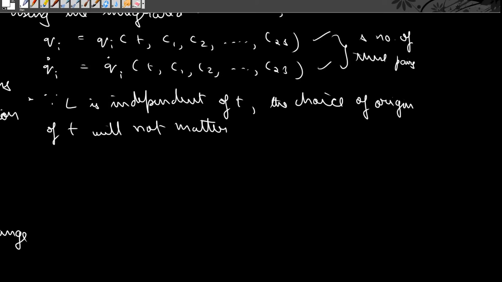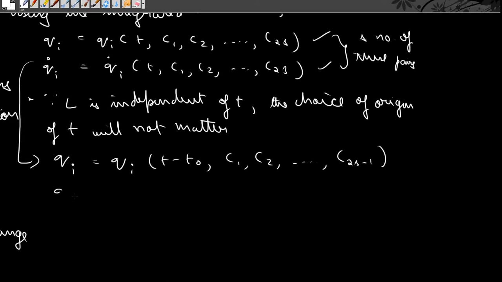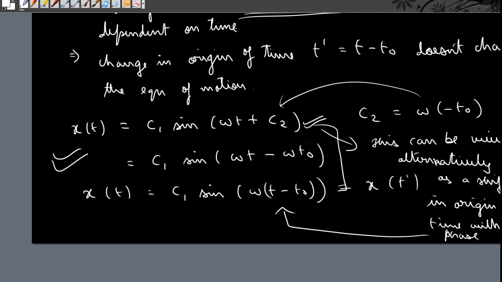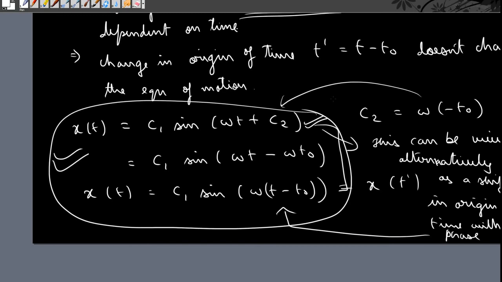Okay, so we will get a new set of relations where all of these qi's and qi dots depend on t minus t naught, C1, C2 up till C2s minus 1. Similarly, qi dot is a function of t minus t naught, C1, C2, up till C2s minus 1. And that is exactly what these relations represent. In this case, s is equal to 1, so 2s minus 1 is also equal to 1. So we have x of t as a function of t minus t naught and C1, and similarly for x dot of t.